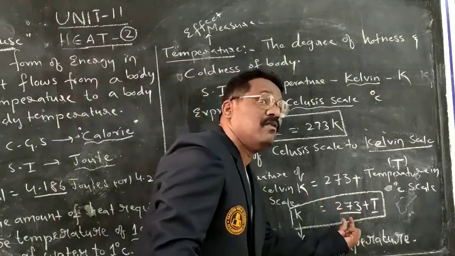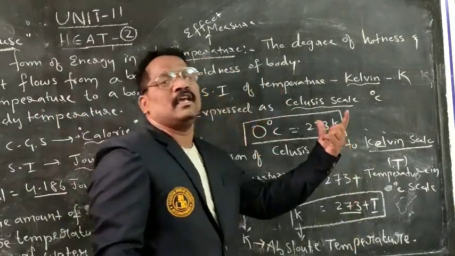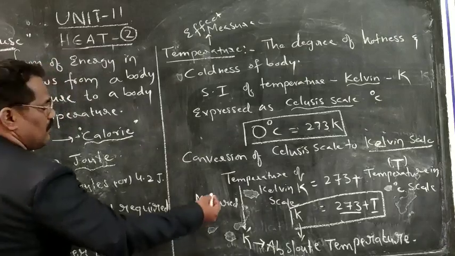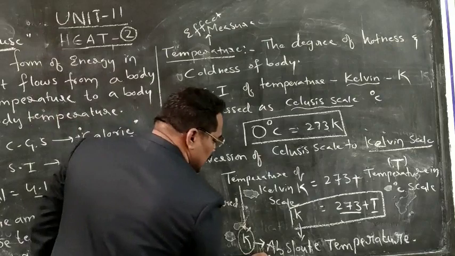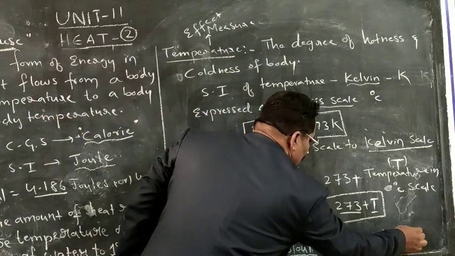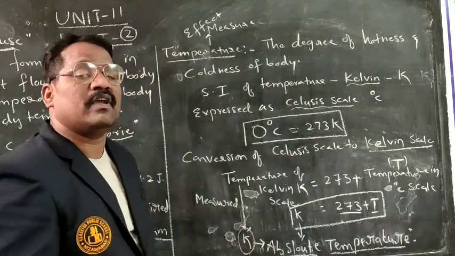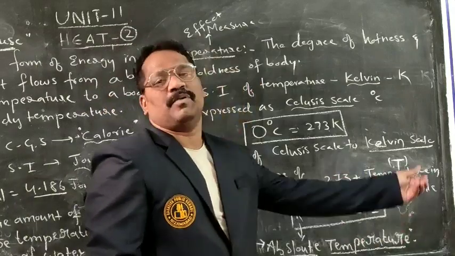Why? The Kelvin scale's minimum value is how much? 273 Kelvin. What else are we measuring in the Kelvin scale? We call that particular temperature nothing but what? Absolute temperature. What we can call it is absolute temperature.